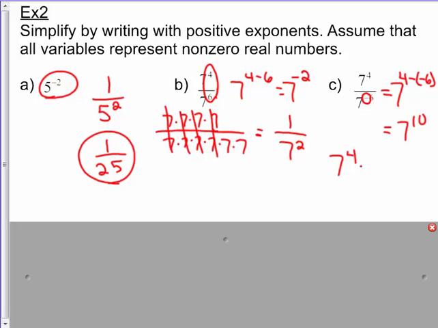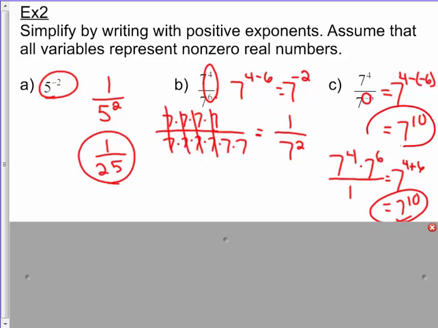So that becomes 7 to the 4th on top, and 7 to the 6th goes on top as well. Well, I can add those together. 4 plus 6, I get 7 to the 10th. So either way, I get the same thing.